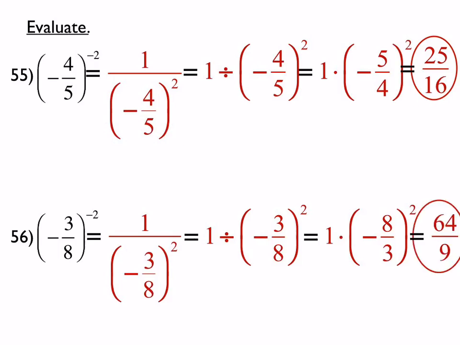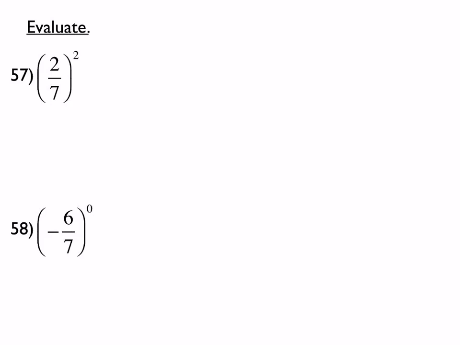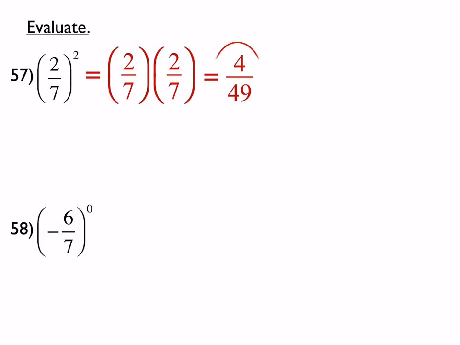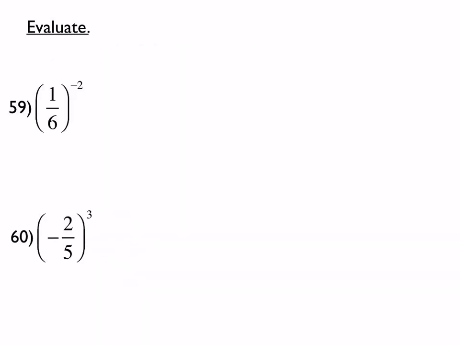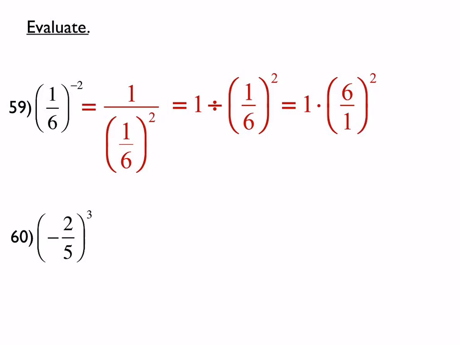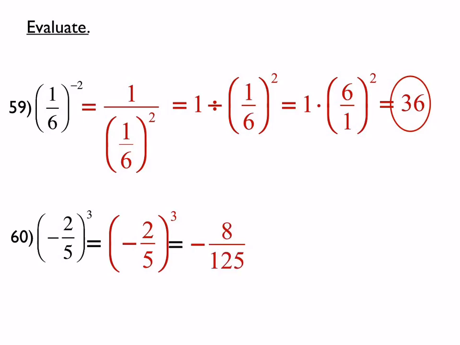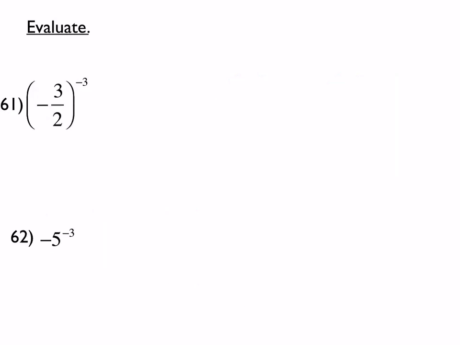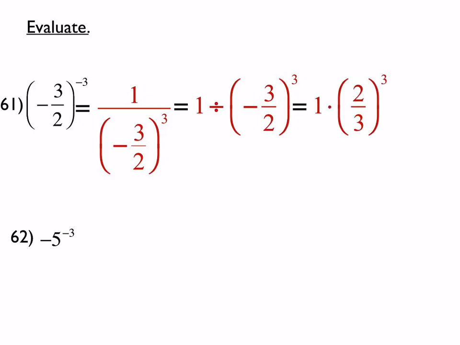57. We're trying to see, never mind, that's already a positive power, so we don't have to worry about that one. That's 4/49. Number 58, negative 6/7 to the 0 power. That negative 6/7 is in parentheses, so therefore that is 1. 59, we are trying to see that that is the same thing as 6/1 squared, which is 36. Number 60, we have a positive exponent. Don't get that mixed up with negative exponents. This one would be negative 8/125.